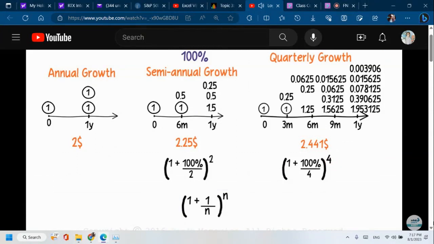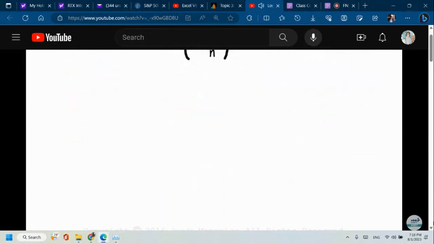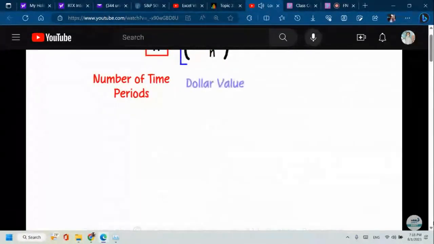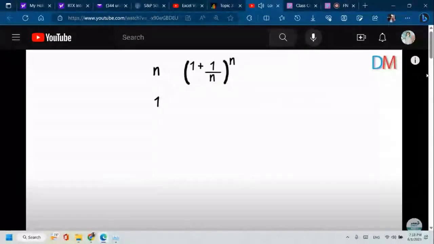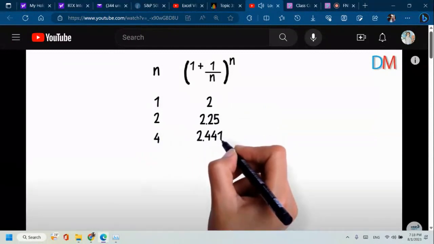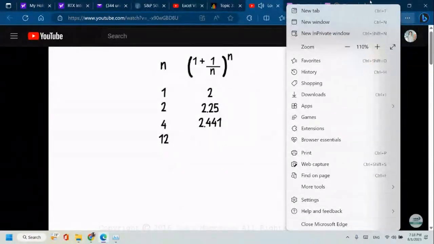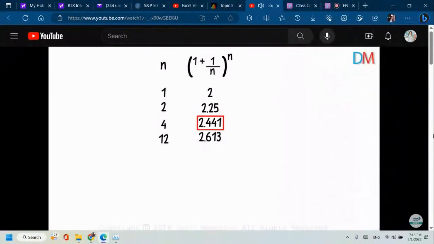I probably know what your greedy brain is thinking. Is it possible to get unlimited money? Let's make a table now. Number of time periods and the dollar value in the end. If it's just 1 time period, the dollar value is 2. If 2 time periods, then $2.25. If 4 time periods, then $2.44. If I divide the year into 12 equal time periods, my return will be higher than this.